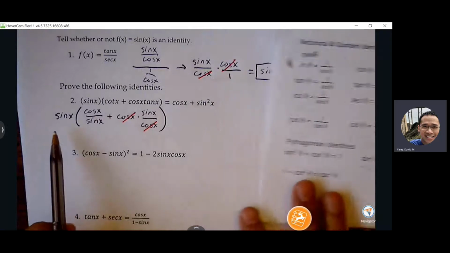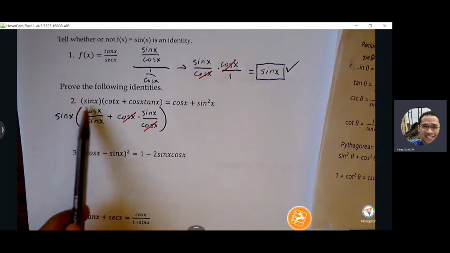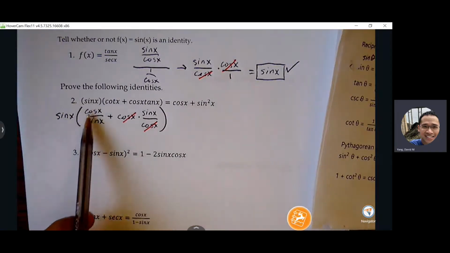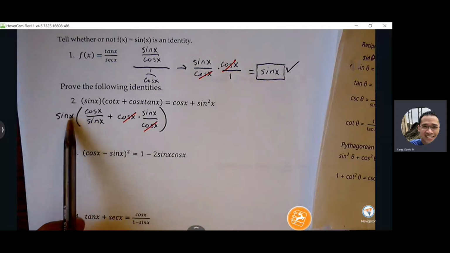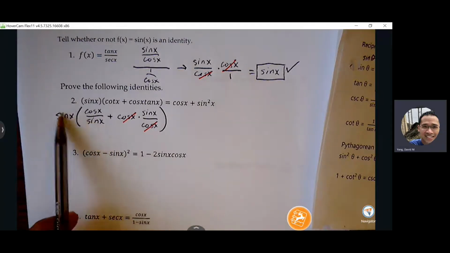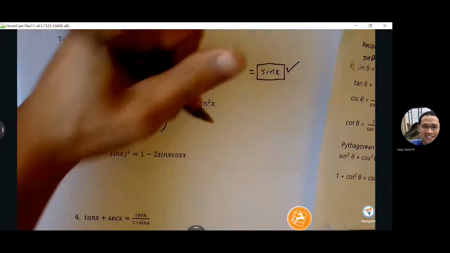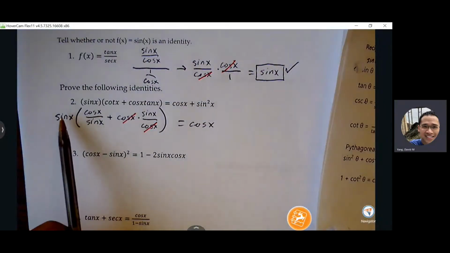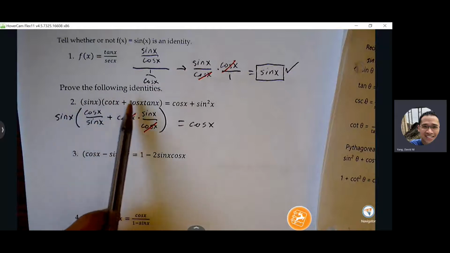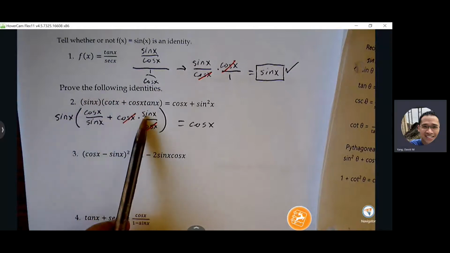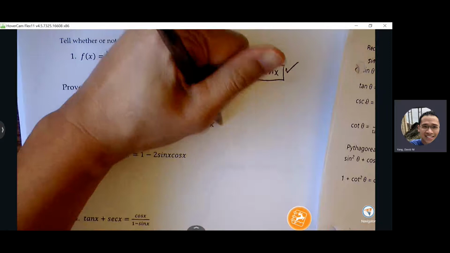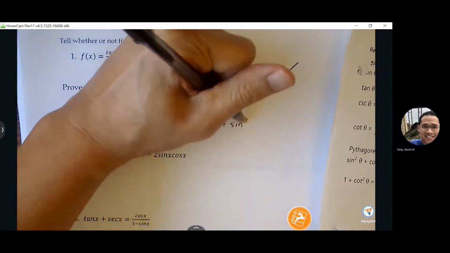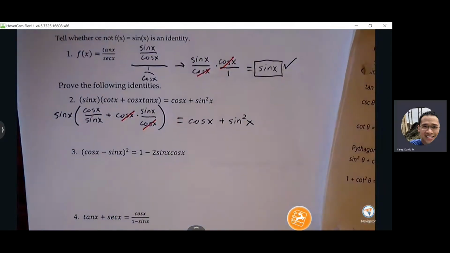Now let's distribute the sine through. If I distribute the sine through, I'm just going to multiply the sine times cosine over sine. What's going to happen here? Just cleans up to be just cosine. We further distribute the sine to the second term. Sine times sine, sine squared. Okay, have we reached the end?